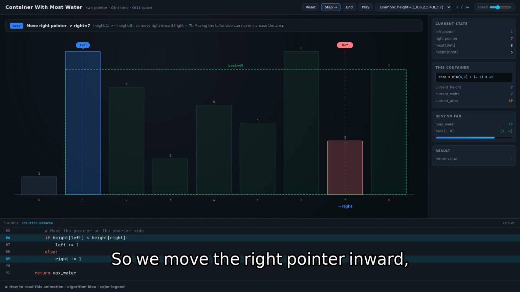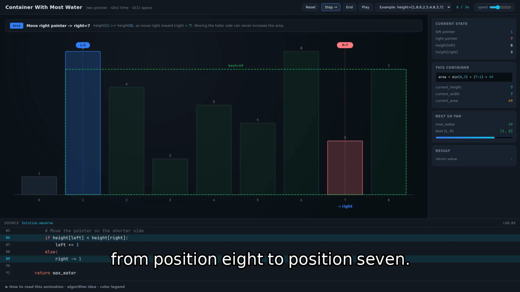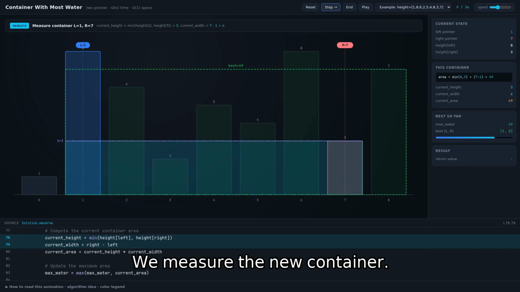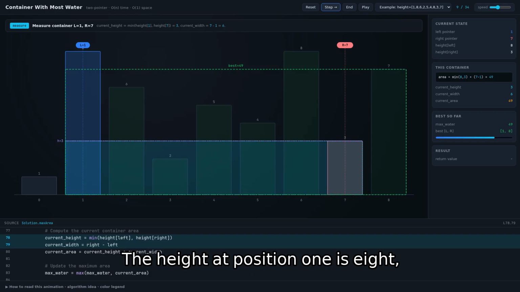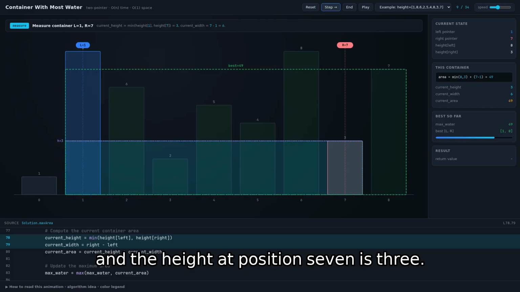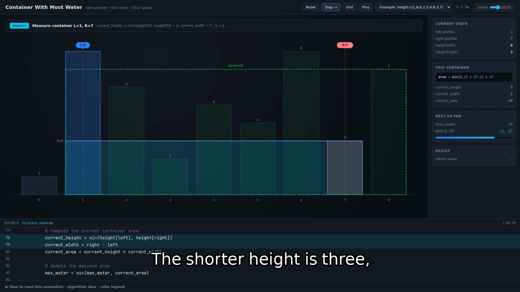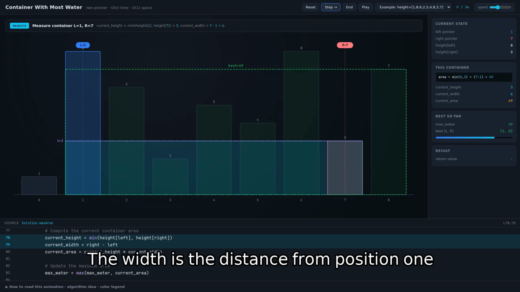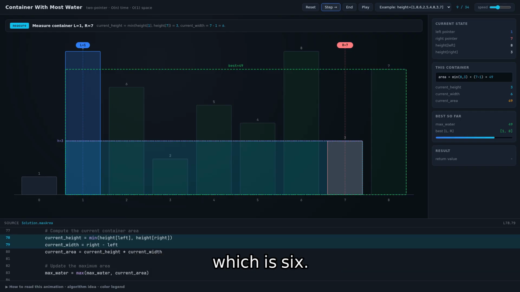So we move the right pointer inward, from position 8 to position 7. We measure the new container. The height at position 1 is 8, and the height at position 7 is 3. The shorter height is 3, so the current height is 3. The width is the distance from position 1 to position 7, which is 6.